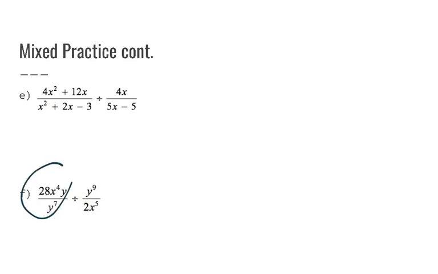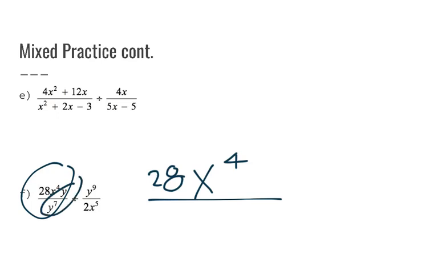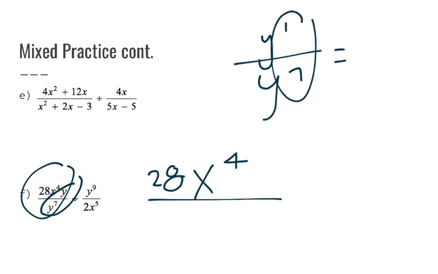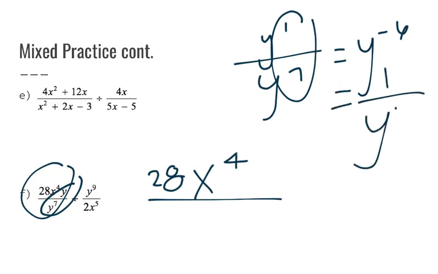So that first fraction there, 28 cancels with nothing. X to the 4th cancels with nothing. Exponent rules here tell me to subtract the exponents. So I have y to the 1st over y to the 7th. That would be, if you subtract these, 1 minus 7 is negative 6. But then remember, negative exponents you put on the bottom by making them positive.